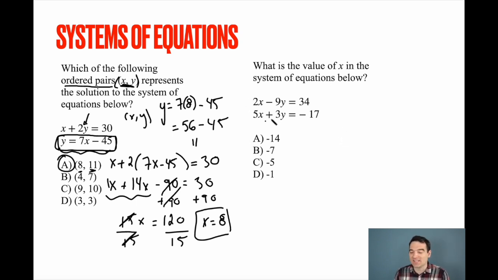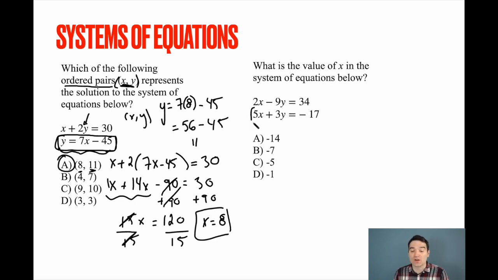If we add these together, we get 7x minus 6y equals 17. And that's a true statement. There's nothing technically wrong about that. But it doesn't help us because it doesn't get rid of one of the variables. So how are we going to get rid of one of the variables?